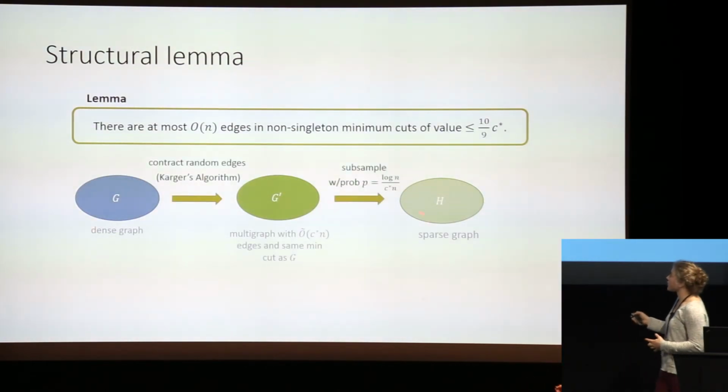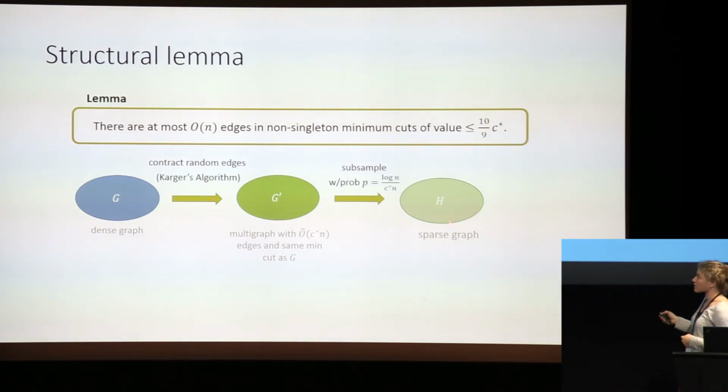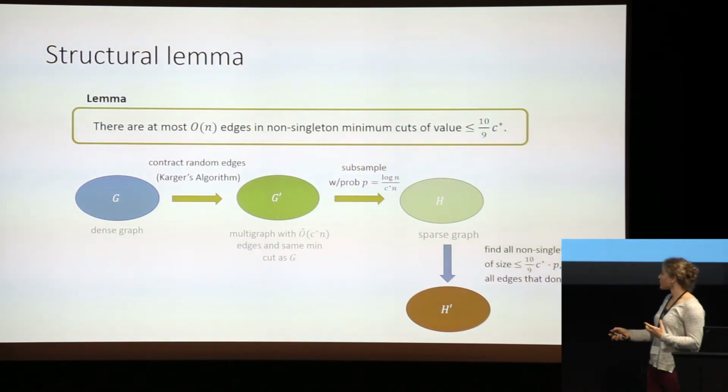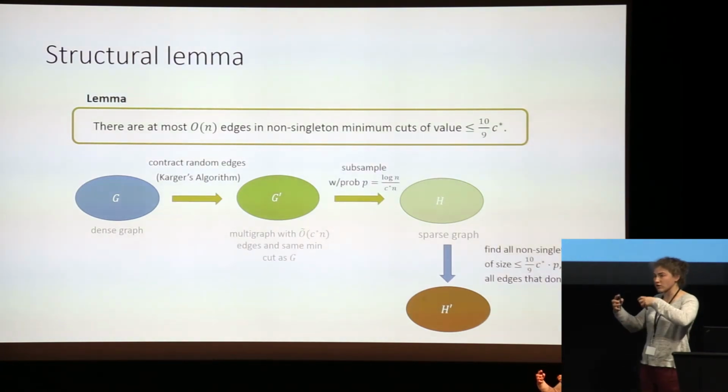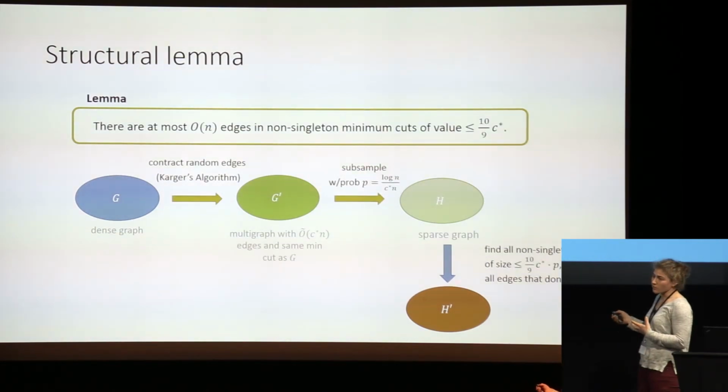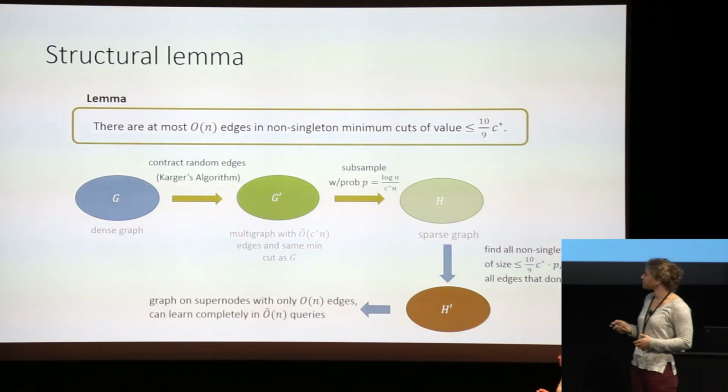So now I got to this point, right? I have this sparse graph that approximates the cuts in G well. What I'm going to do is, in this sparse graph, find all of the non-singleton cuts of size at most a constant factor times the minimum cut value in the original graph. Now I go back and learn exactly all of the edges that cross those cuts, and then I can just compute the min cut in that graph. I know I can do this because there are only a linear number of edges for me to learn, because of the structural lemma. So that gives me an exact min cut algorithm that only requires a linear number of queries.